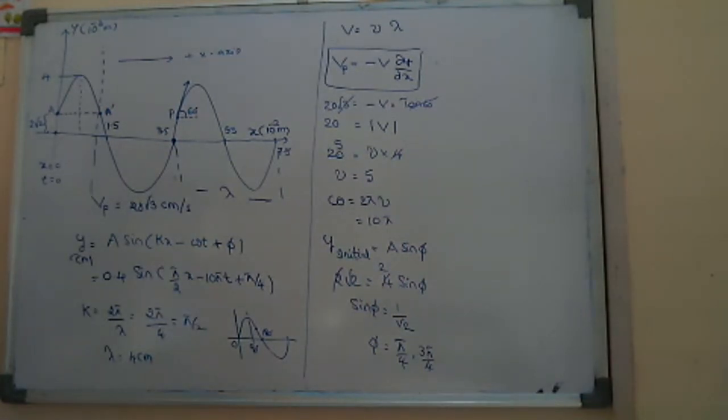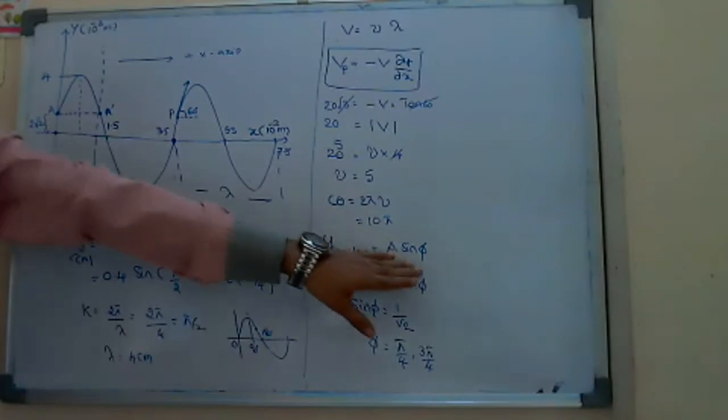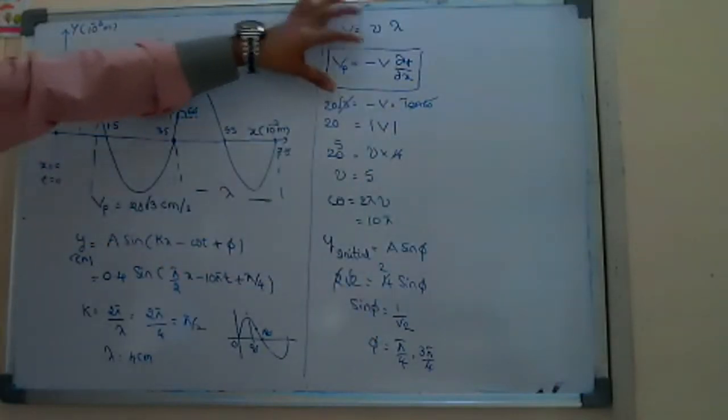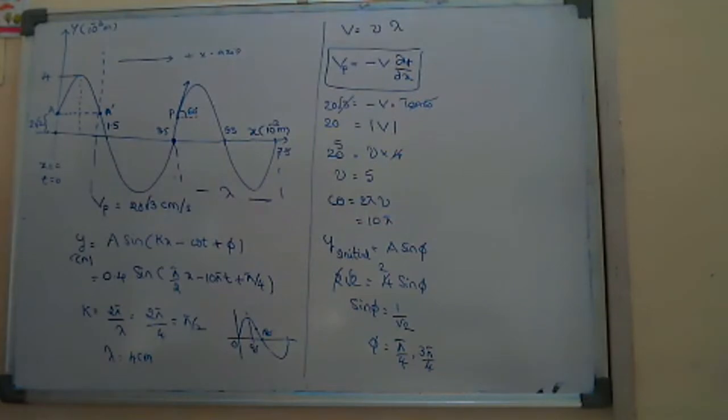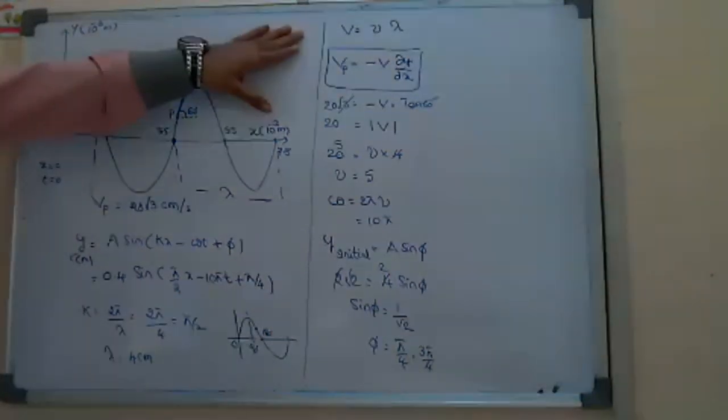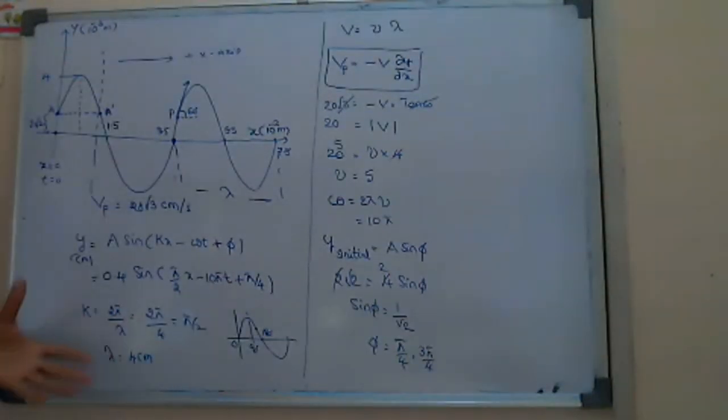So understood how to use all the combinations? Yes, sir. Here you see we used many combinations: initial displacement, initial phase relation, velocity of particle, velocity of wave, displacement relation. Here omega is equal to 2 pi nu, v is equal to nu lambda, k is equal to 2 pi by lambda. Many things we used here.